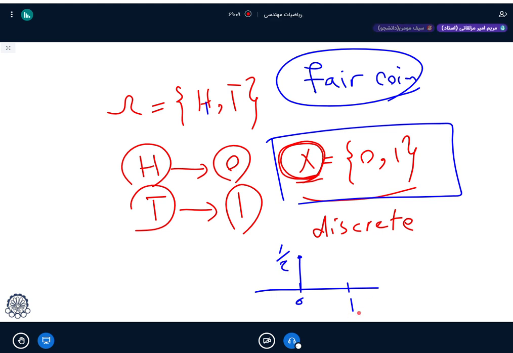And what's the probability that this random variable takes 1? It's equal to the... Yes, it's equal. Okay. Any question?